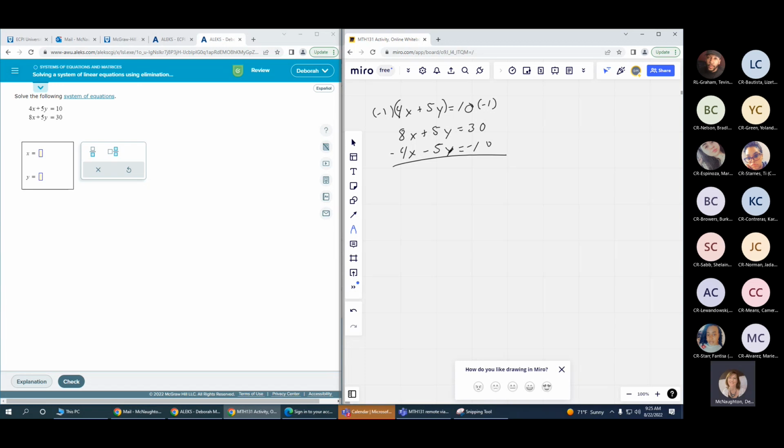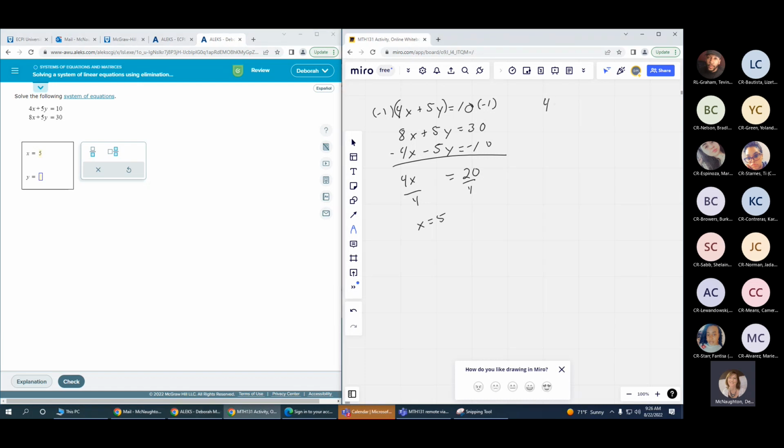So here the y's disappear. So I get 8x minus 4x gives me 4x. These disappear. And then 30 minus 10 gives me 20. So I get 4x equals 20. Divide both sides by 4, and I get that x equals 5. Before we find y, let me just show you that I also could have multiplied the other one by -1. It'll give me the same answer either way.